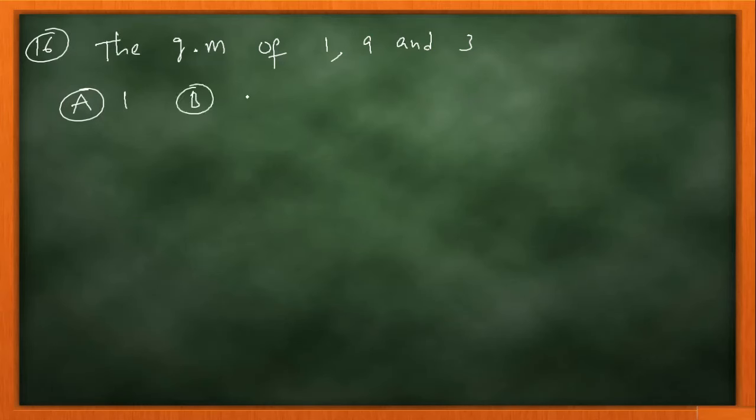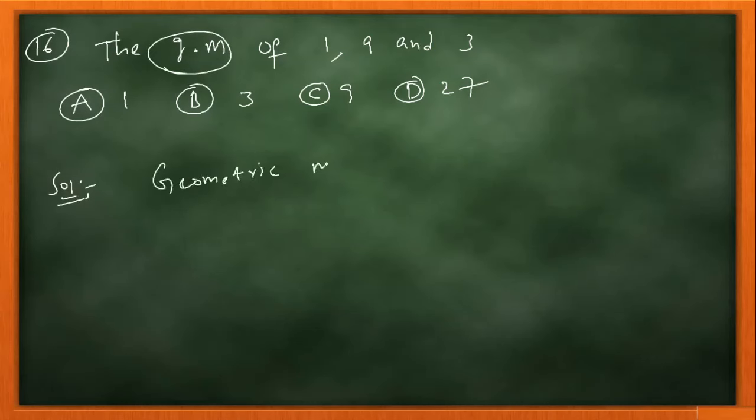Geometric mean. Let's see the geometric mean. The geometric mean GM of the three observations, 1, 9 and 3. Three observations are given. You have to find the geometric mean. Your options are A) 1, B) 3, C) 9 and D) 27. So this is your 16th question.